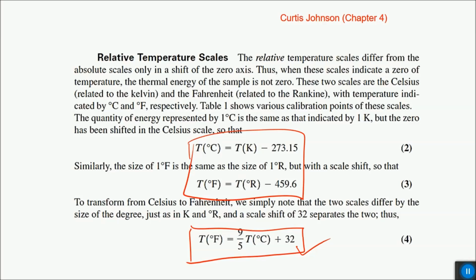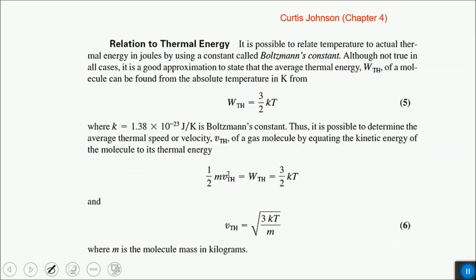So you don't have to memorize these two three formulae. Now coming to the relation of temperature to thermal energy, we have to consult the Boltzmann constant. And it is possible to relate the actual temperature to the actual thermal energy. And that can be done using this formula.